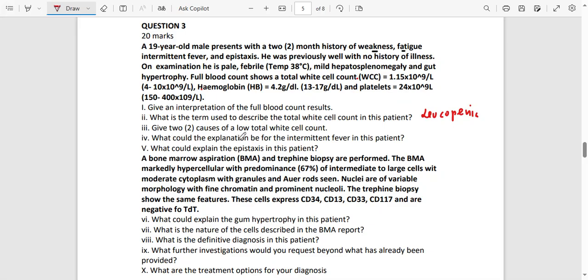What could the explanation be for the intermittent fever in this patient? What do we think? Yes, please. Okay, thank you so much. That's one that we can give, but I believe there's no one road to somewhere, isn't it? Maybe someone is thinking of another thing that they have seen from the scenario. Anyone else?